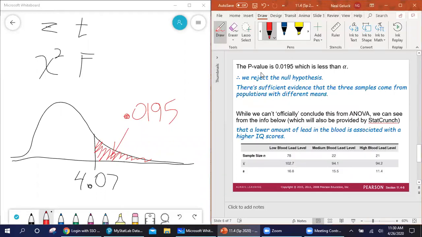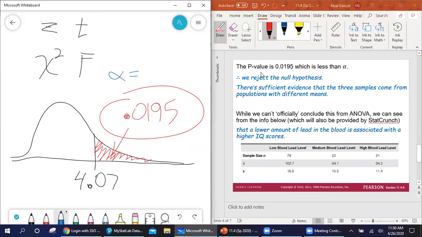So most important part is that we look at the p-value, and my alpha for this problem was 0.05. P is low, so the null must go. So we're rejecting equal means. So we're saying these 3 samples come from populations with different means. Now, it does not say which, the test itself doesn't say which ones are different, but you can look at the data.